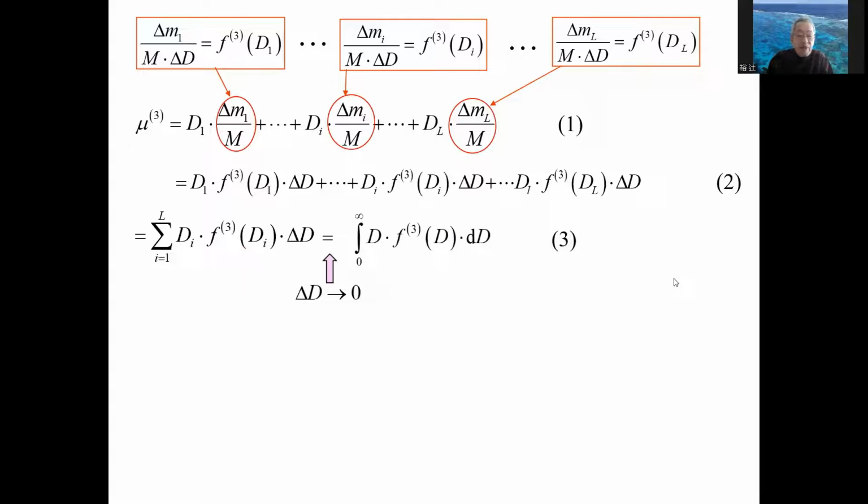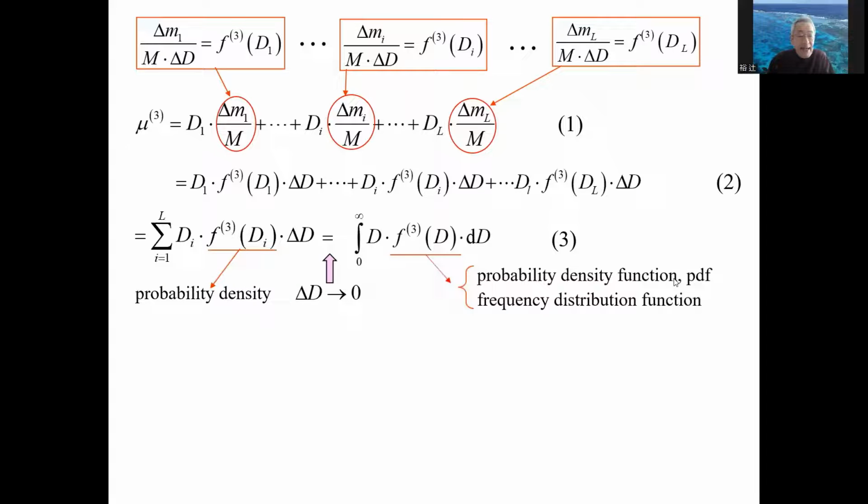Furthermore, taking the limit of delta d infinitesimal, equation 2 can be expressed in the integral form of a continuous function. F3 di is the probability density. The continuous function f3d is the probability density function or frequency distribution function.